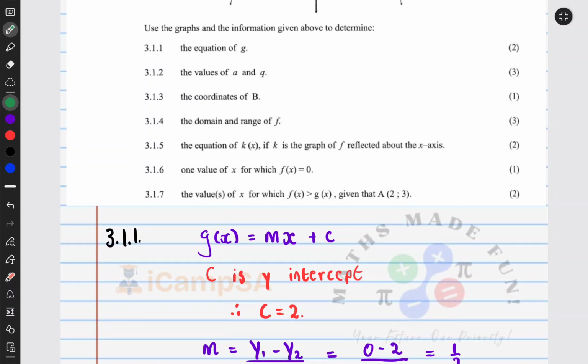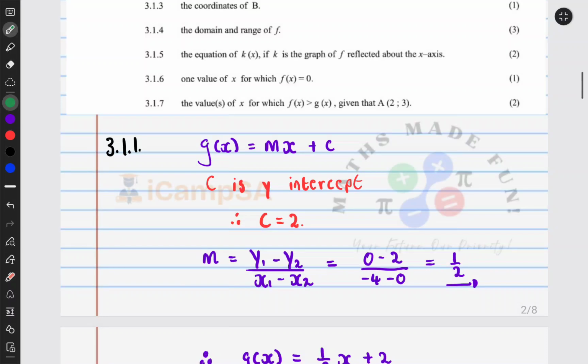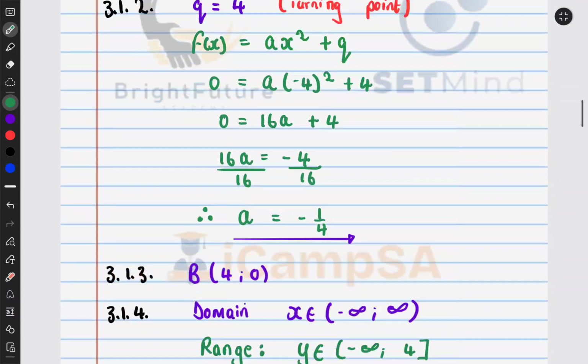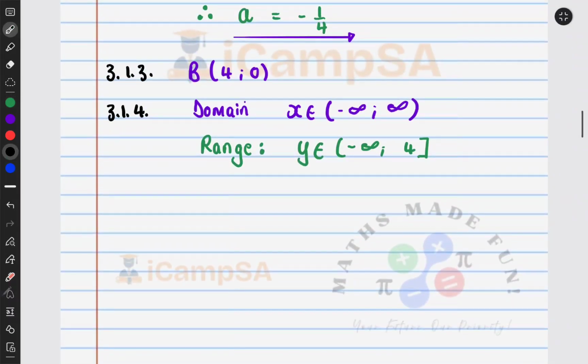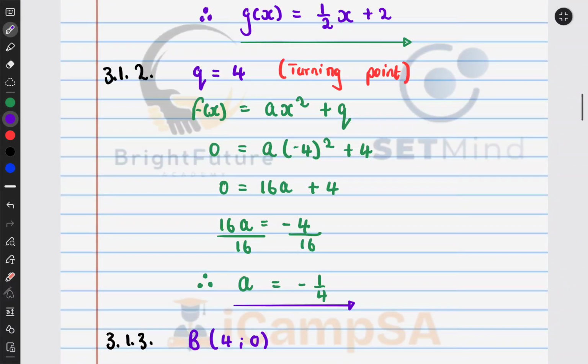Reflect f about the x-axis. So in order to reflect the graph about the x-axis, what do we do? We simply introduce a negative sign. So for 3.1.5, what is the equation of f? It's f at x is equal to negative 1 over 4 x squared plus 4. Let me double check. Yes, that is it.